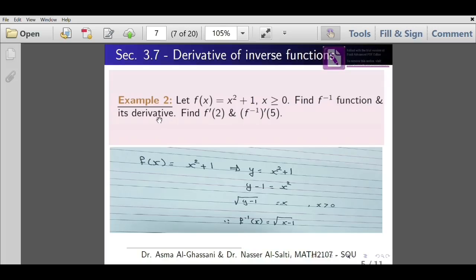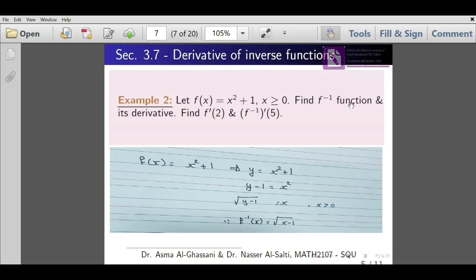Another example, which is example 2. Let f(x) equal x squared plus 1, where x is greater than or equal to 0. Find the f inverse function and its derivative. Then we need to find f prime of 2 and the derivative of f inverse at 5. So let us do part 1.